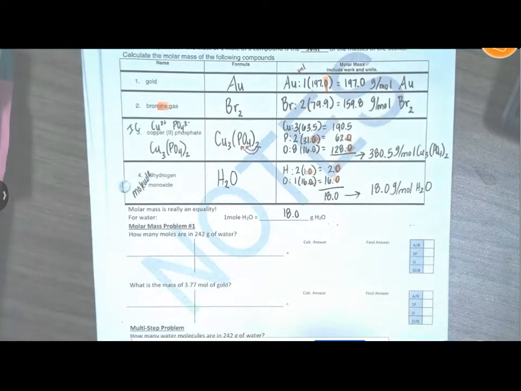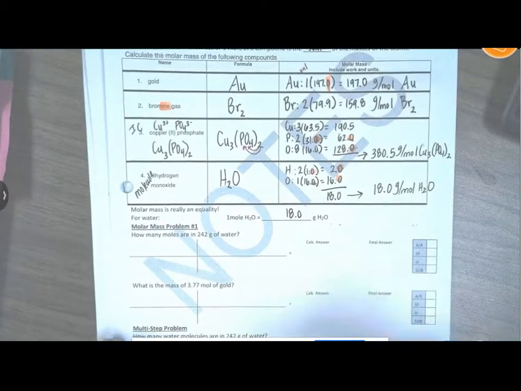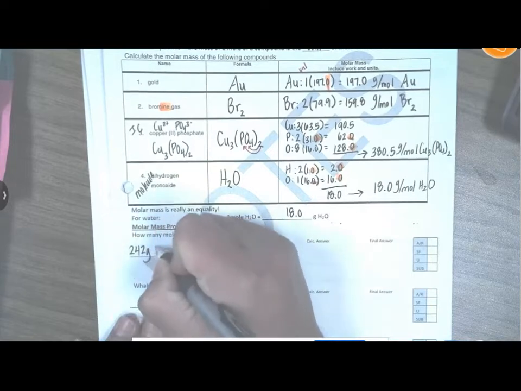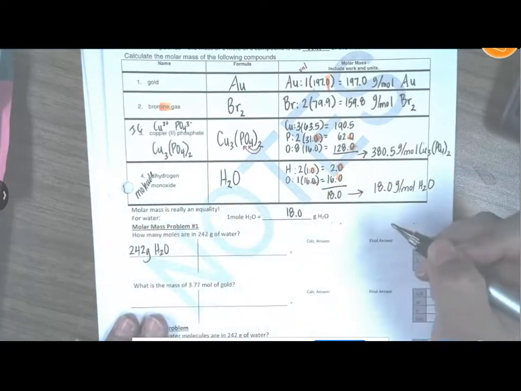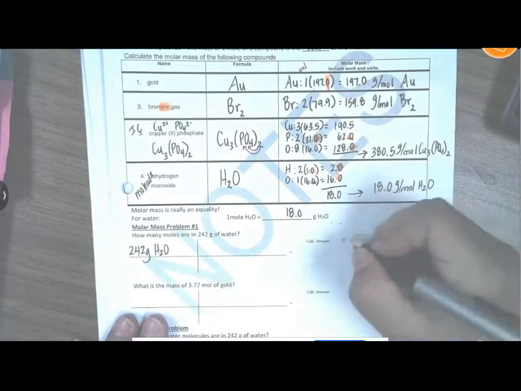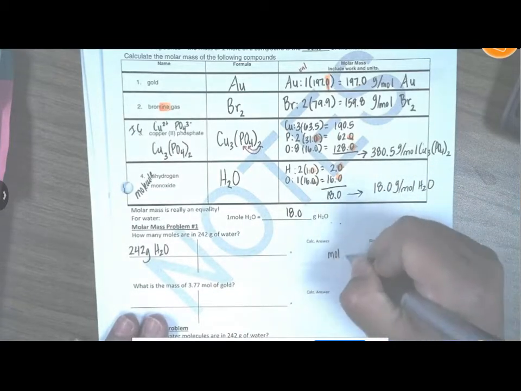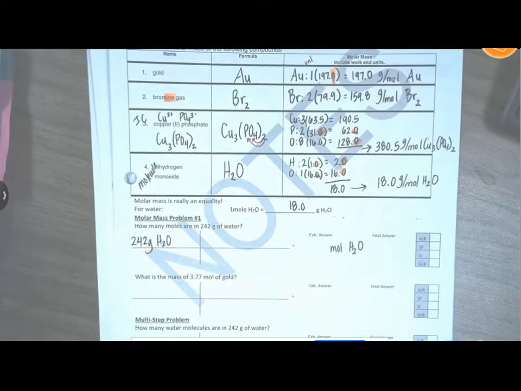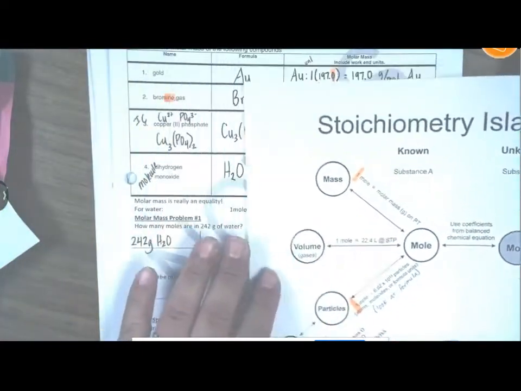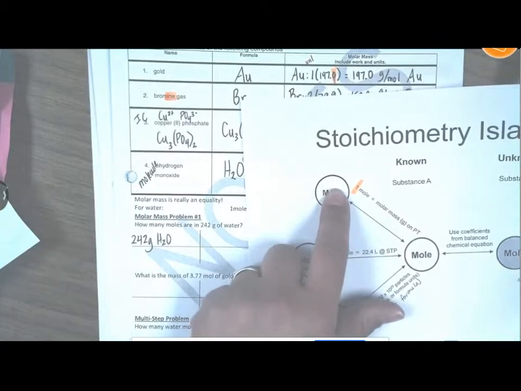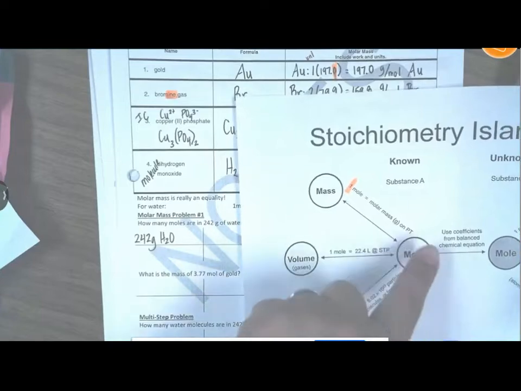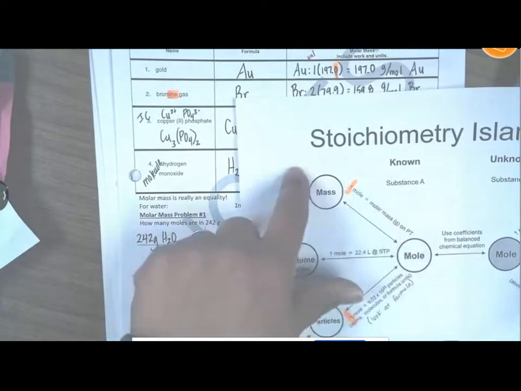How many moles are in 242 grams of water? All right, so I'm going to start with 242 grams of H2O, and I want to find moles, so I'm going to put moles of H2O over here. Now, I'm going to use my stoichiometry island diagram just to reinforce how I'm going through these problems. Grams is a unit of mass, and I want to go to moles. So this is how I know that it's just one step, because I go from mass to moles.